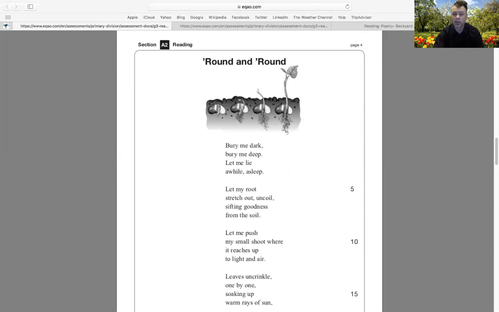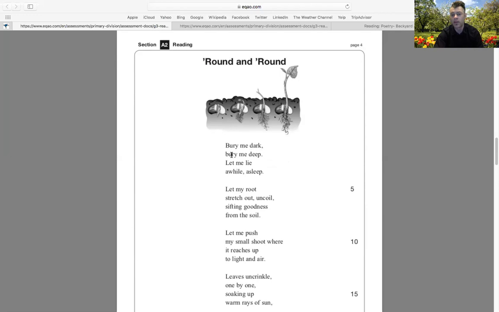Bury me dark. Okay, so bury me dark. I guess this is a first person POV from the seed's perspective. So we have a little bit of personification here, bury me dark. We know that most human beings would not want to be buried dark in the ground. So this is personification of this being, and we have a first person POV.